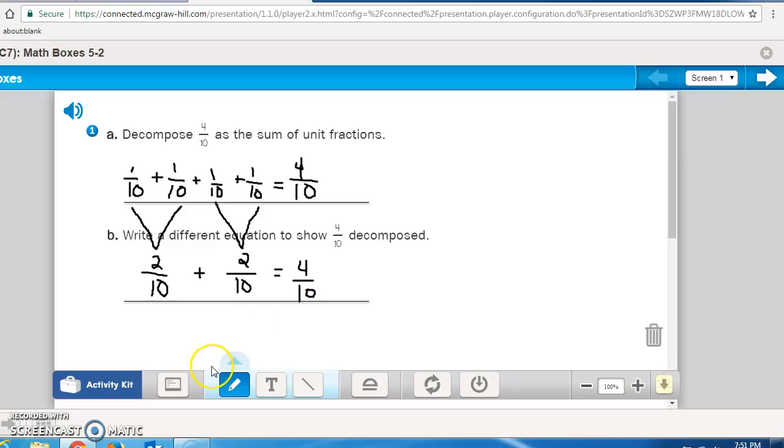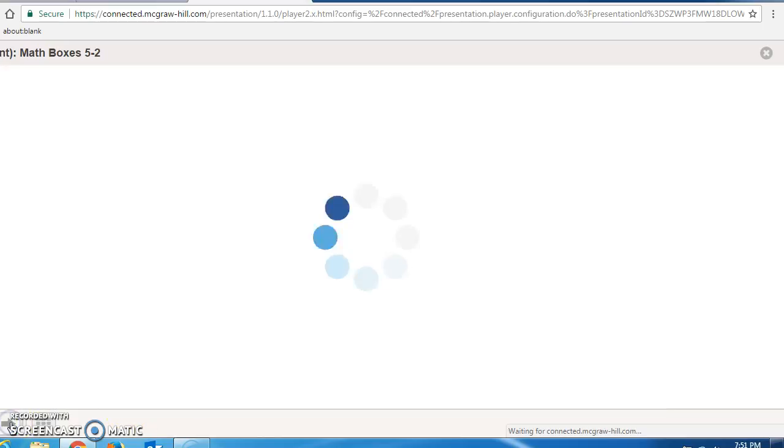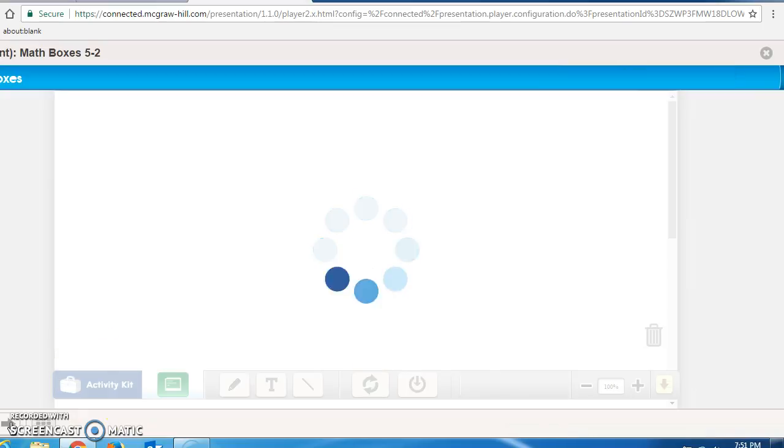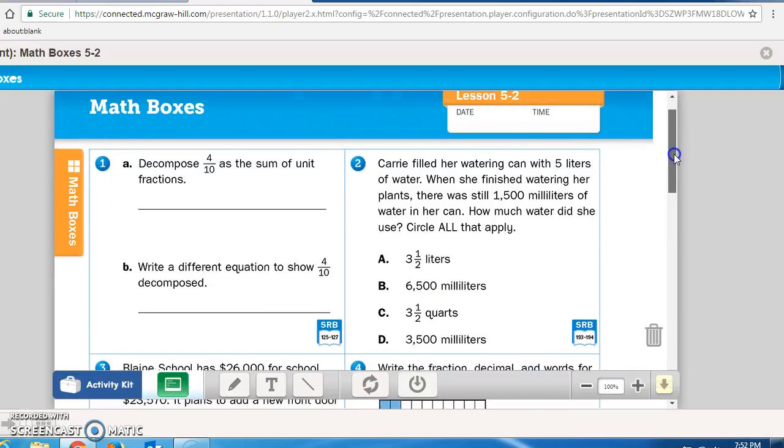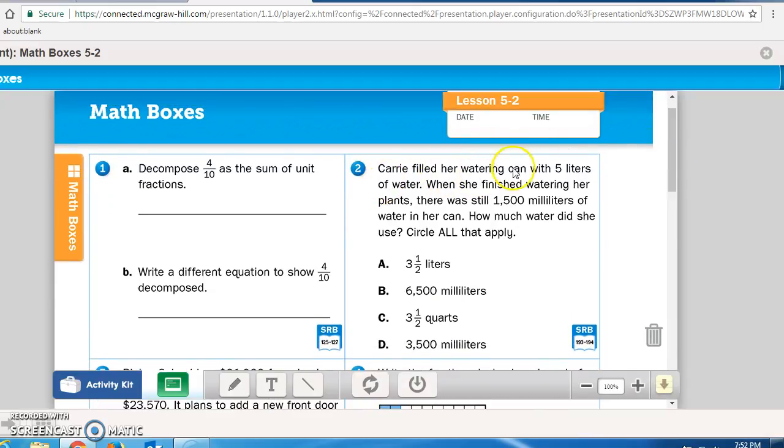Please turn to Math Journal, page 158, and complete the math boxes that are on that page. I'm going to read Math Box 2 to you since I just completed Math Box 1 so that you can try to do these on your own. And it says, Carrie filled her watering can with 5 liters of water. When she finished watering her plants, there was still 1,500 milliliters of water in her can. How much water did she use? Circle all that apply. Pause the recording now and figure that one out.